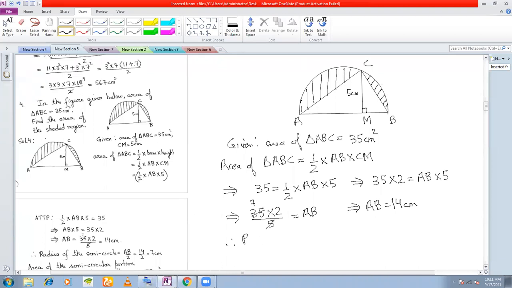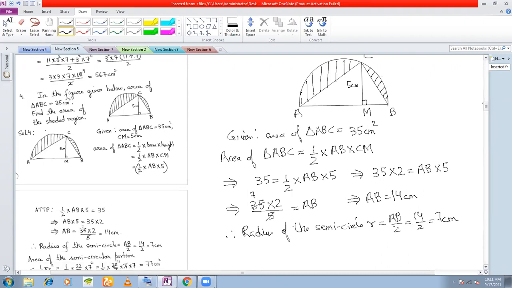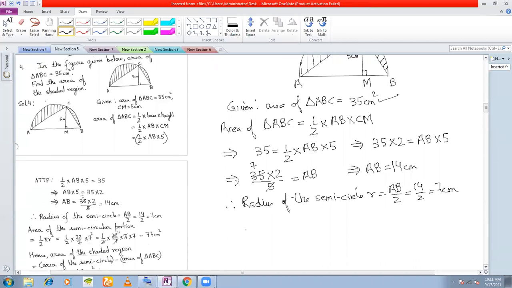Therefore, what is the radius of the semicircle? So 7. Yes. Radius of the semicircle is half of the diameter, AB by 2, which is equal to 14 by 2, 7 centimeters. Okay. So now once you have found out the radius of the semicircle, you can find out the area of the semicircle, half pi r square. And you know the area of the triangle also, 35 centimeters square. So what is the area of the shaded region? Area of the semicircle minus the area of the triangle will give you area of the shaded region. Is that clear to everyone? Yes, sir.